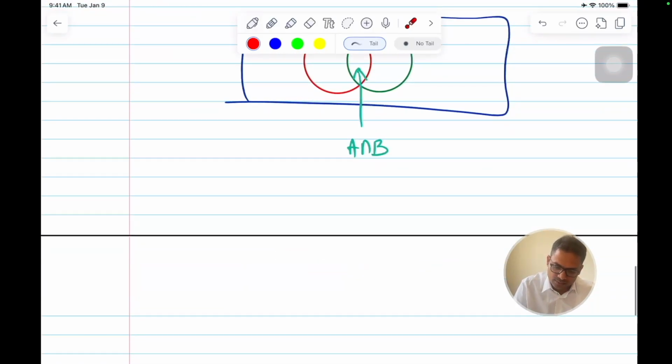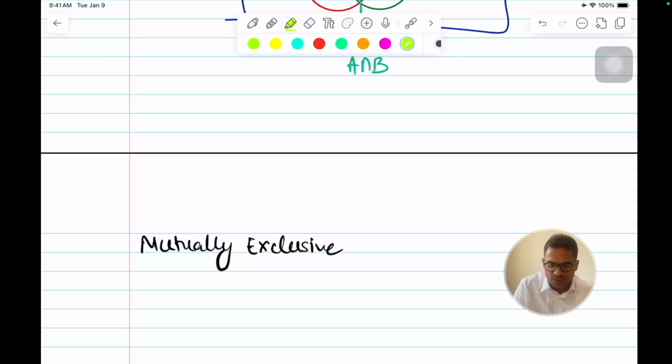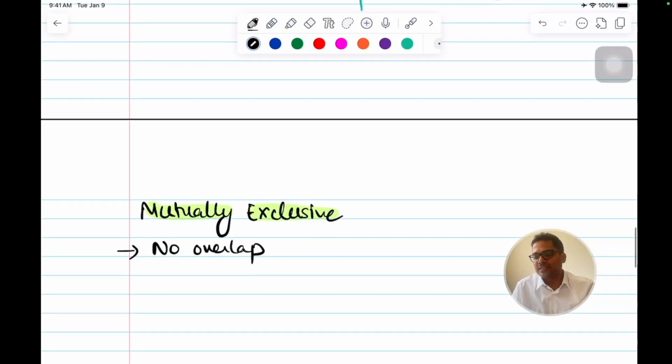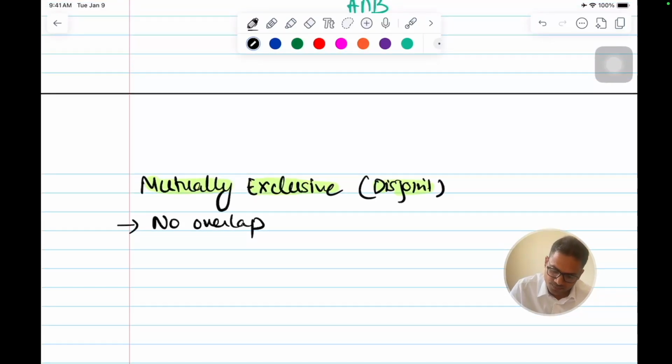Okay, so let me define it for you. Mutually exclusive means no overlap. This is also sometimes called disjoint. These two sets are called disjoint sets. They are not joint anywhere. This means no overlap or any common outcome.